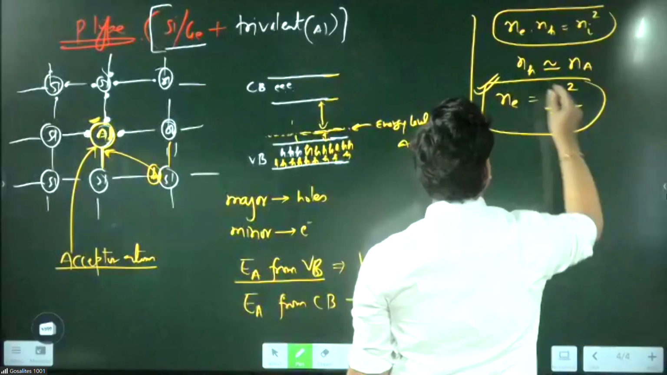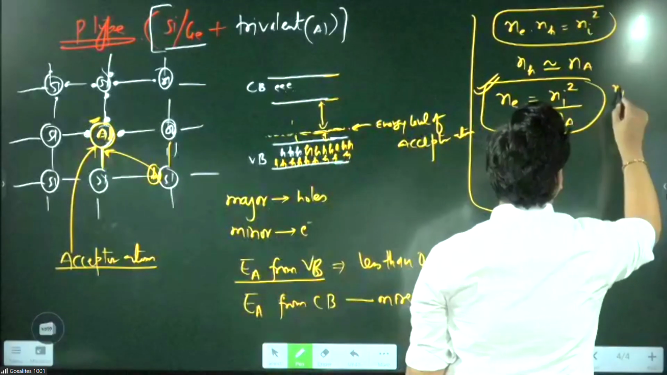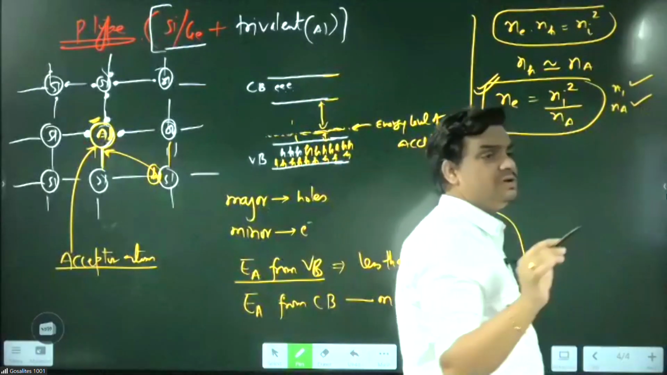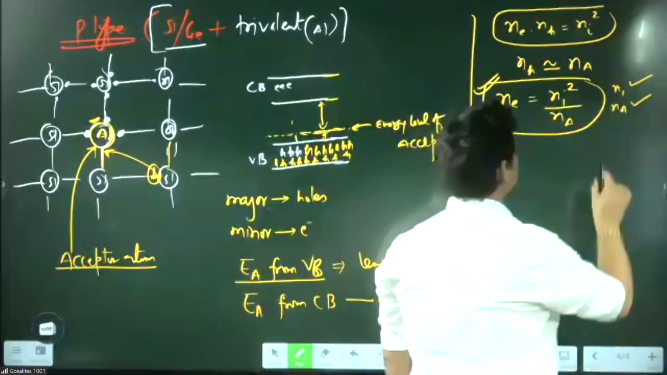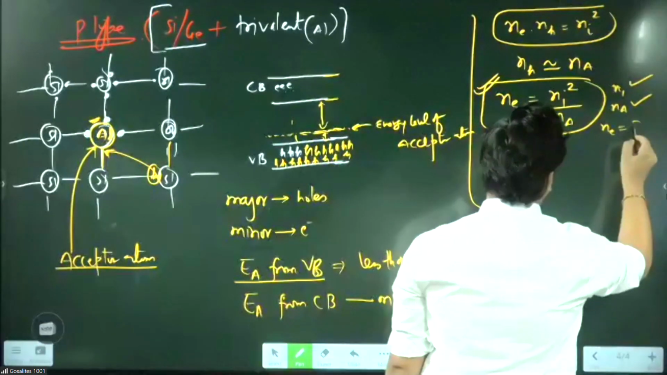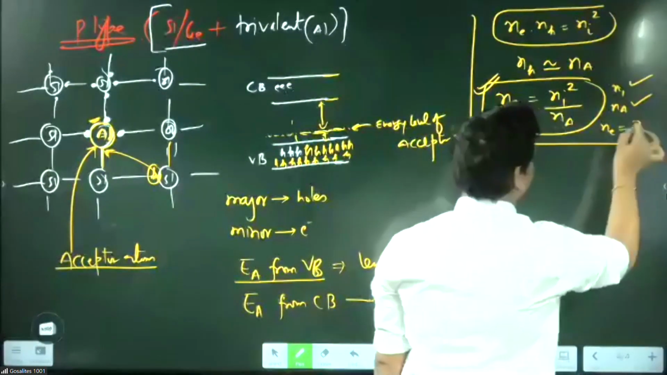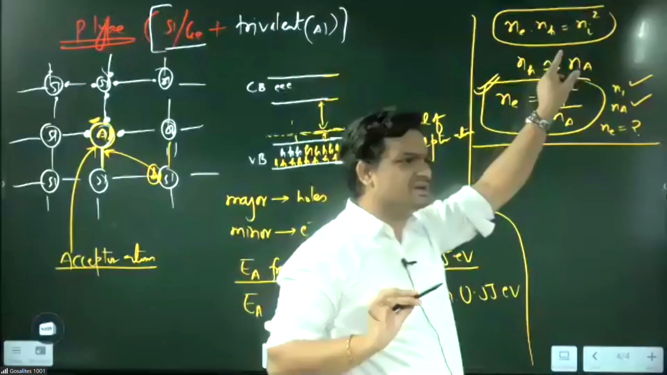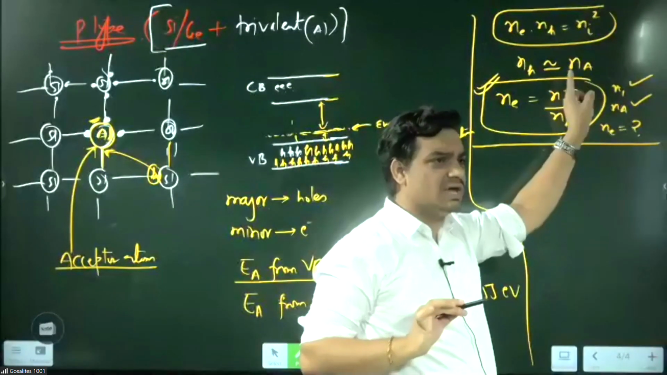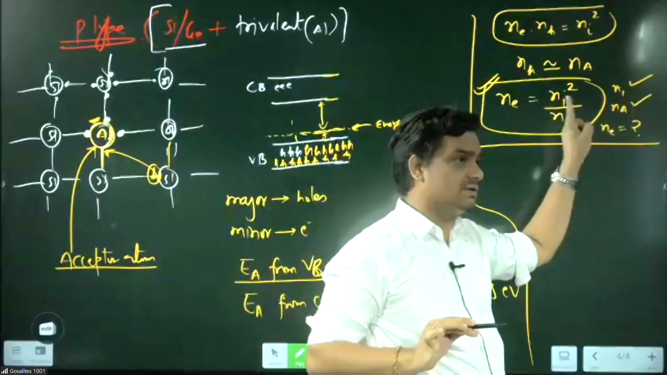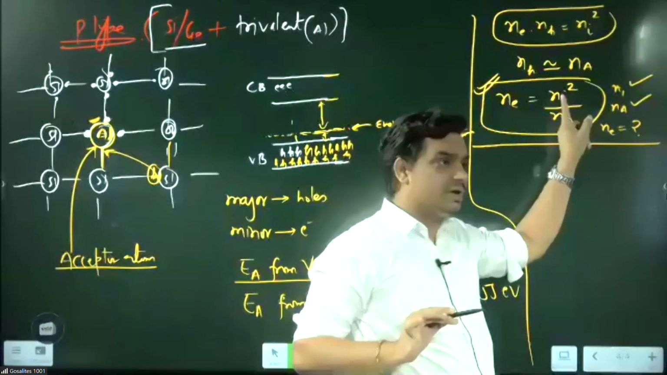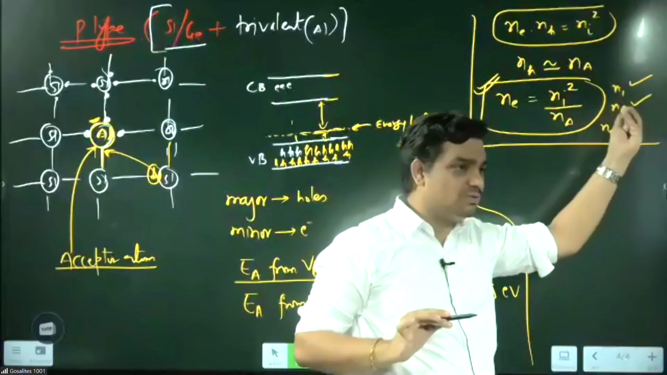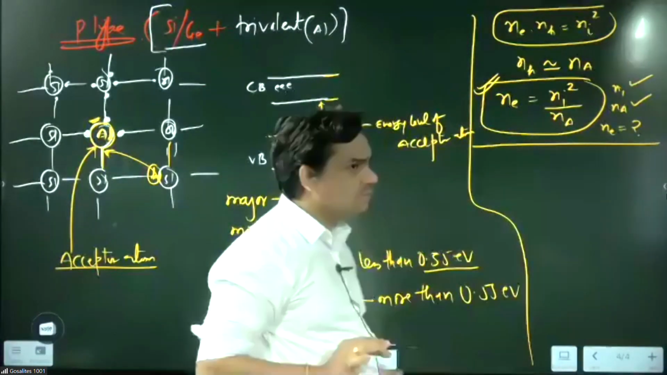How are they going to ask a question on this? Ni will be given to you. Na means how many aluminum atoms we have added; that will be given to you. And NH will be asked, and we can easily find it. Clear? Just read the numerical question and put in the values. They will give the intrinsic concentration, and they will say this much aluminum is added, and then we have to calculate this.